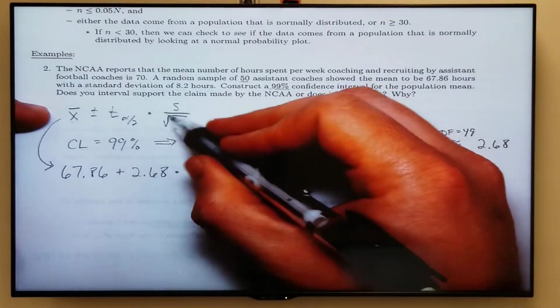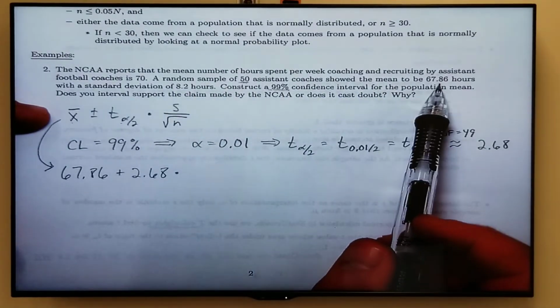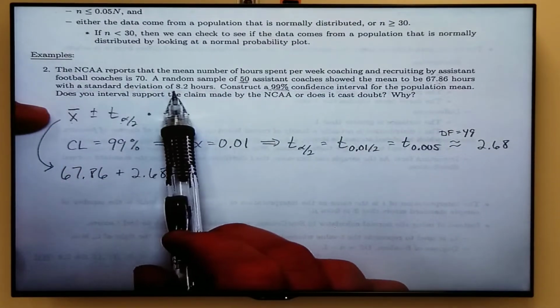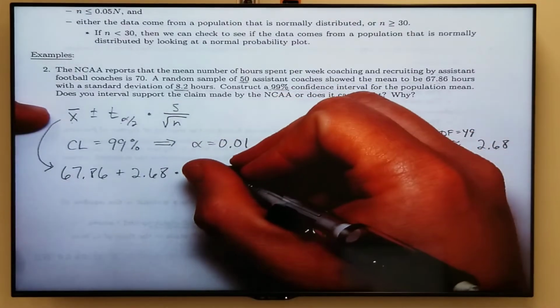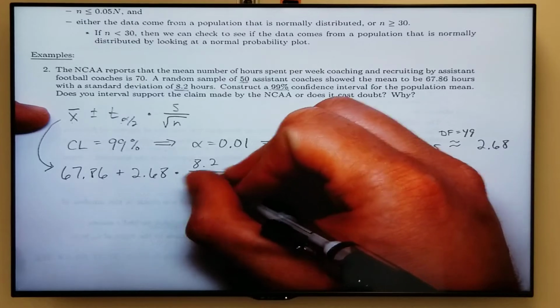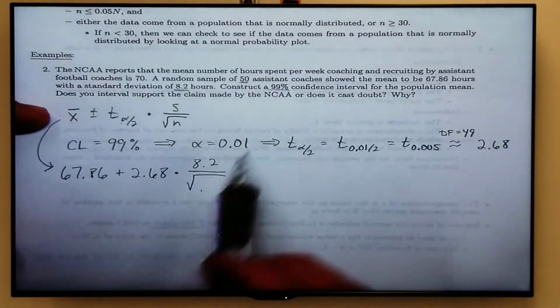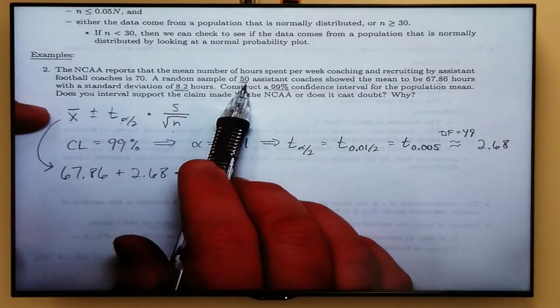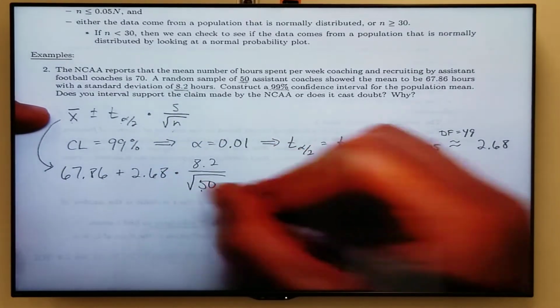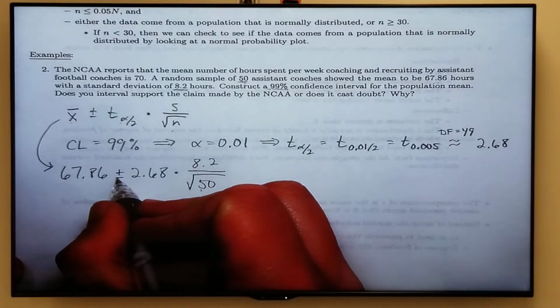S, right? S is our sample standard deviation. It says the sample had a mean of 67.86 and a standard deviation of 8.2. So the sample standard deviation is 8.2. And n is our sample size. Okay, and we said it was a random sample of 50 coaches, right? So n is 50. Oh, I'm sorry, this should be a plus or minus.